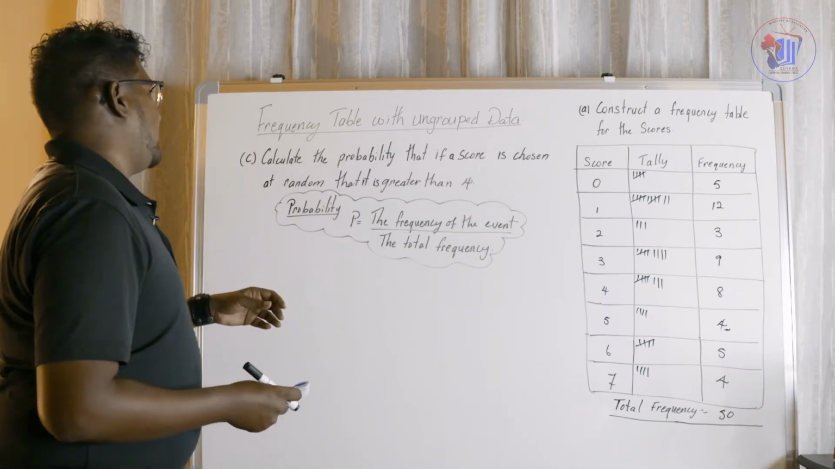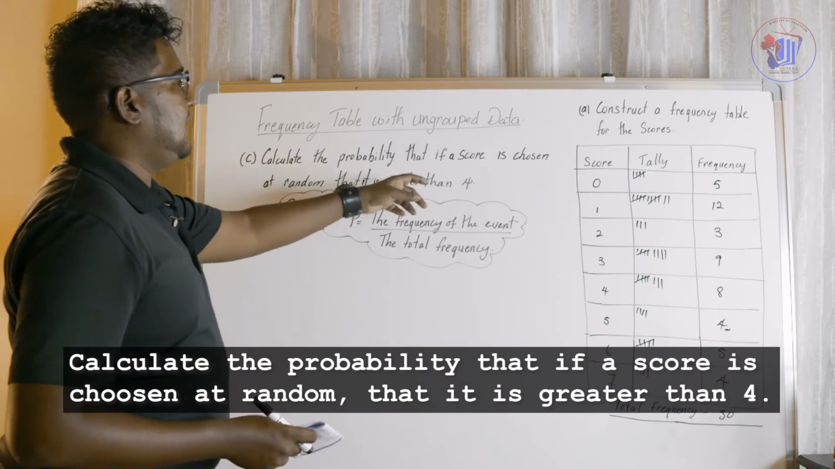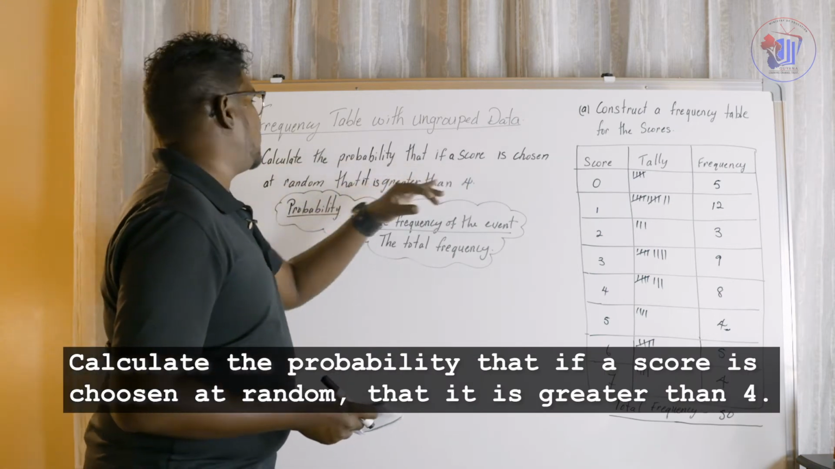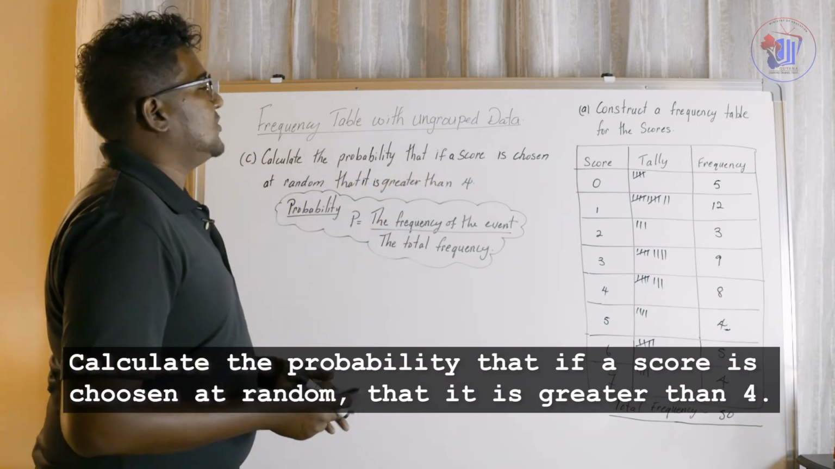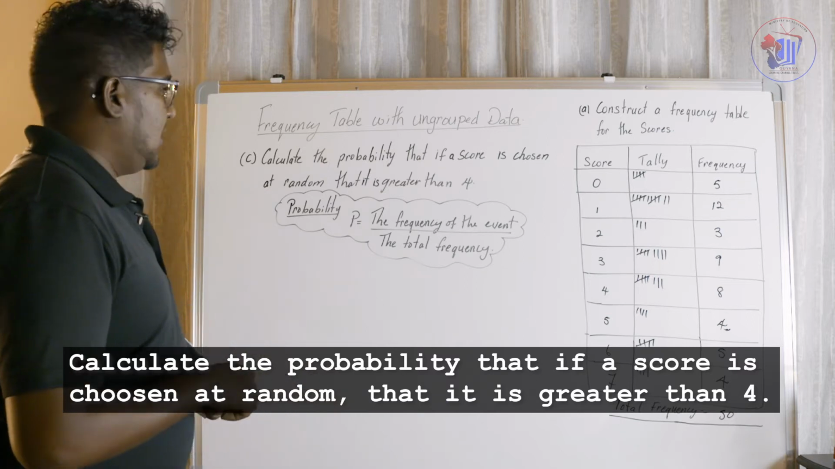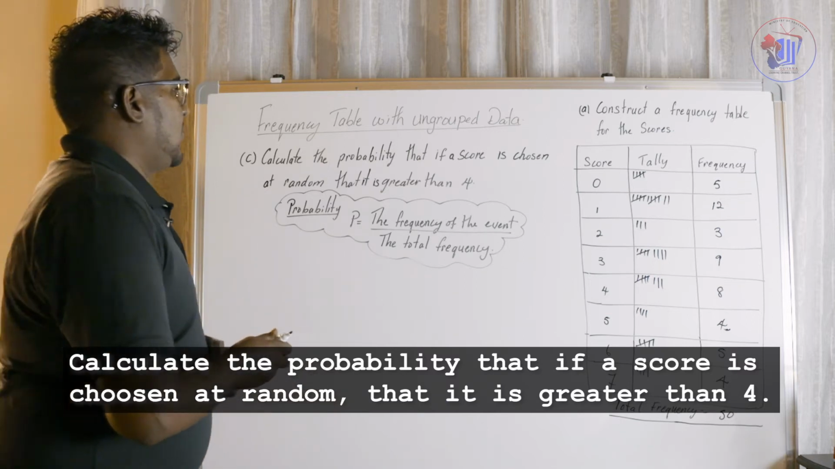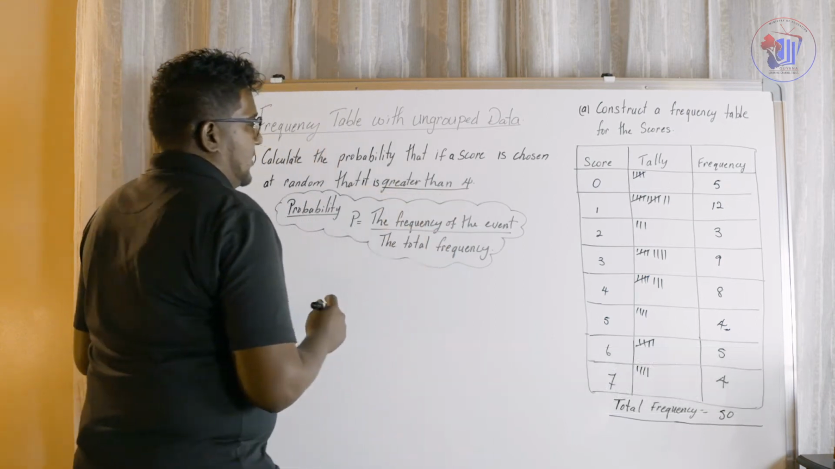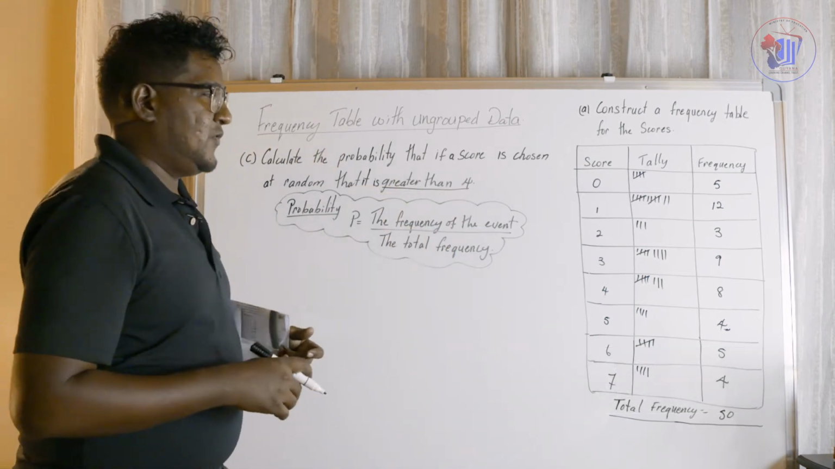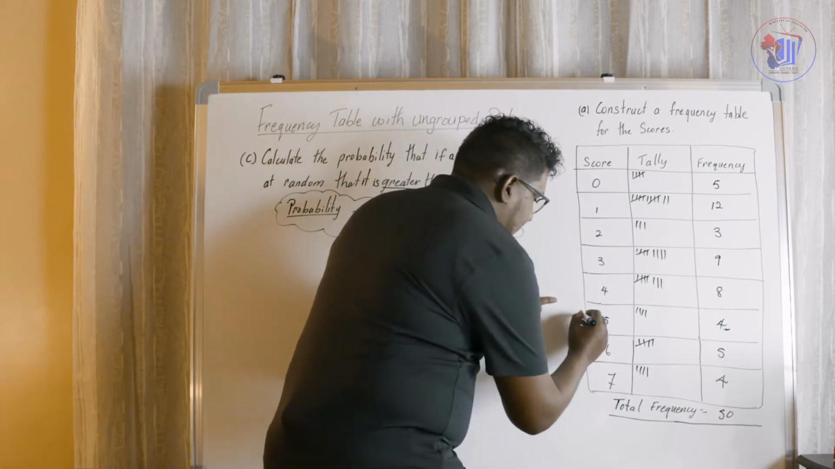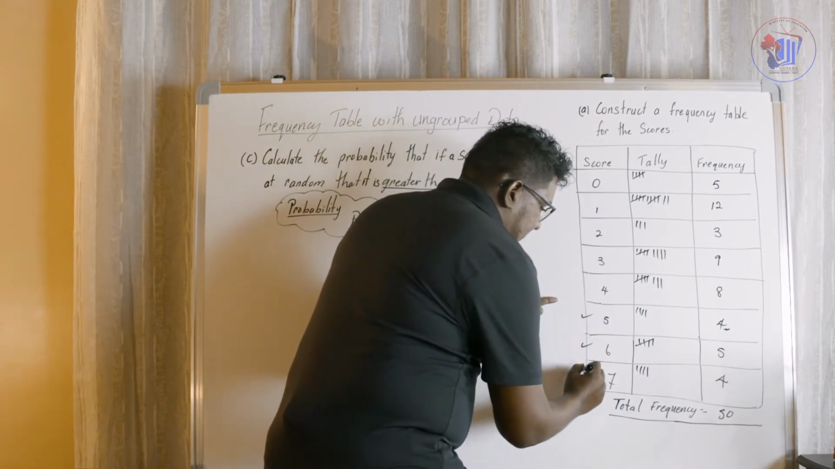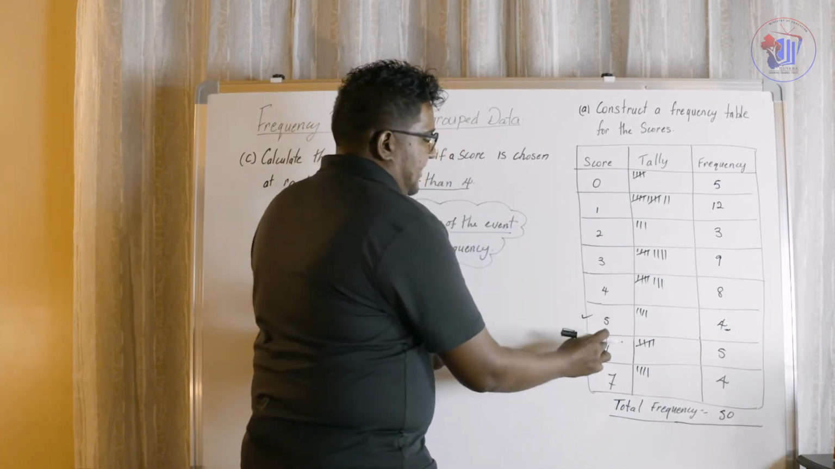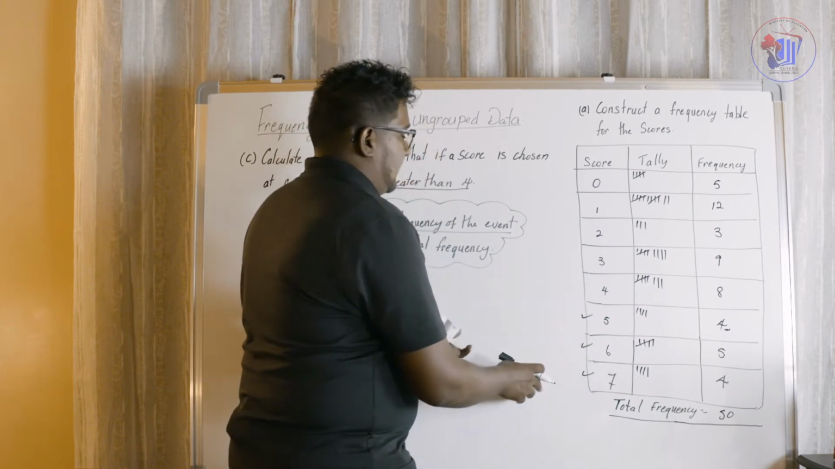The third part of the question is to calculate the probability that if a score is chosen at random, it is greater than 4. Now, we're looking at these words, greater than 4. Greater than 4 does not include 4, right? So that's going to be 5, 6, and 7. The scores 5, 6, and 7 are greater than 4.